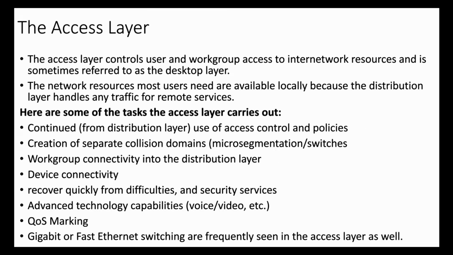The access layer controls user and workgroup access to internetwork resources, and is sometimes referred to as the desktop layer. Why are we calling it the desktop layer? Because you connect your desktop in the access layer. Most of what users need is basically available in distribution, right? If we want to move from one network to another network, that work is done in the distribution layer. That is what they are saying. If they need remote access, the request comes from the distribution layer to the access layer, is what they are explaining here. Here are some tasks that the access layer carries out.